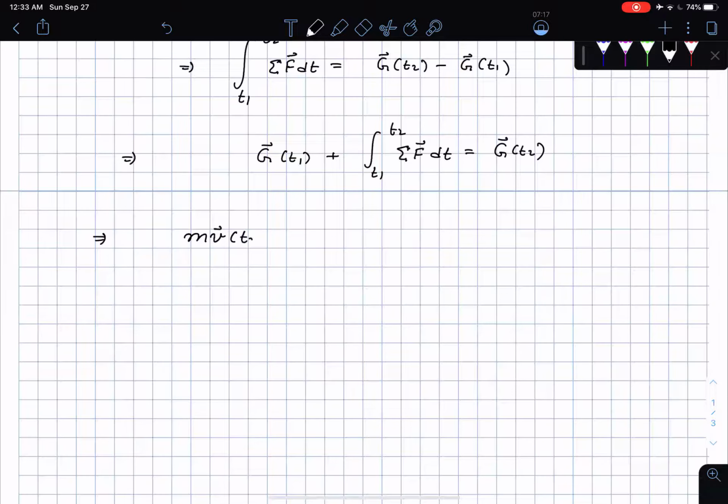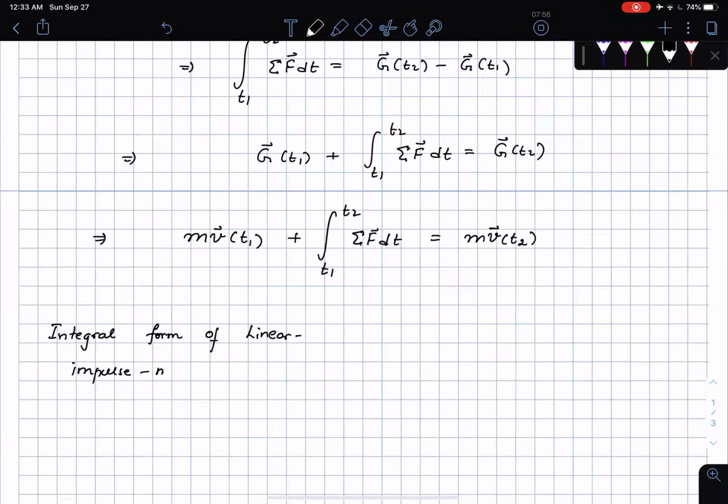m times v at time t1 plus the integral t1 to t2 of the net force F dt is equal to m times v at t2. Okay, and this is a very powerful statement, and this is called the integral form of the linear impulse momentum principle. The integral form of the linear impulse momentum principle is the following: m v at t1 plus the integral t1 to t2 of the net force acting on the particle over this period of time is equal to m times v at t2.